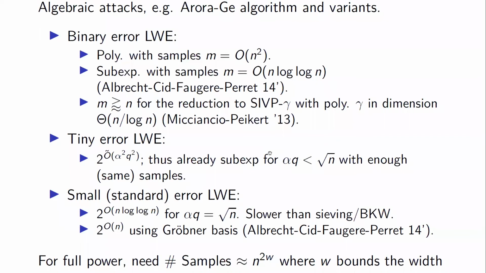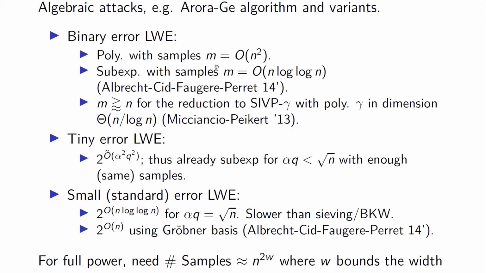The first type of attack is the so-called algebraic attack. It starts with the Arora-Ge algorithm for the learning parity with noise problem, which I'm sure the coding people are more familiar with. It was originally designed for the case where your error is small, so it naturally caters to the binary error LWE. In fact, if the error of the LWE is binary, we already have a polynomial time algorithm if a sufficient number of samples are given, for example m equals order n squared.